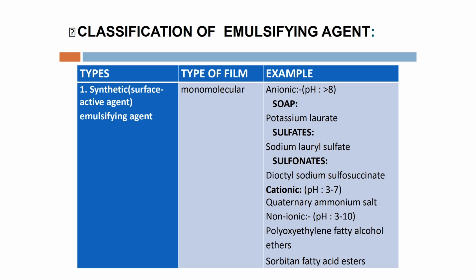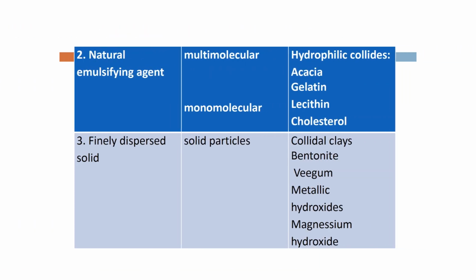Cationic: quaternary ammonium salts. Works at pH range of 3 to 7. Non-ionic: polyoxyethylene fatty alcohol ethers, sorbitan fatty acid esters. Works in a wide pH range of 3 to 10. Natural: multimolecular or monomolecular films, hydrophilic colloids, acacia, gelatin, lecithin, cholesterol. Finely dispersed solid particles: solid film, colloidal clays, bentonite, veegum, metallic hydroxides, magnesium hydroxide.